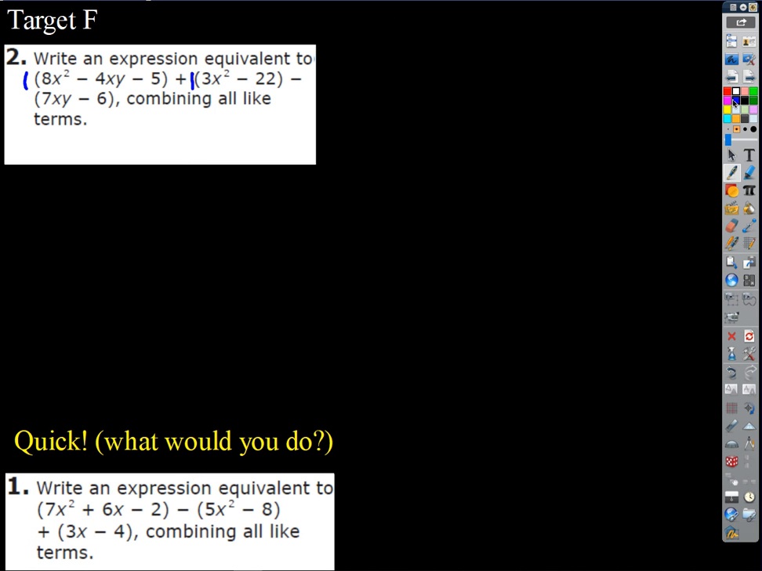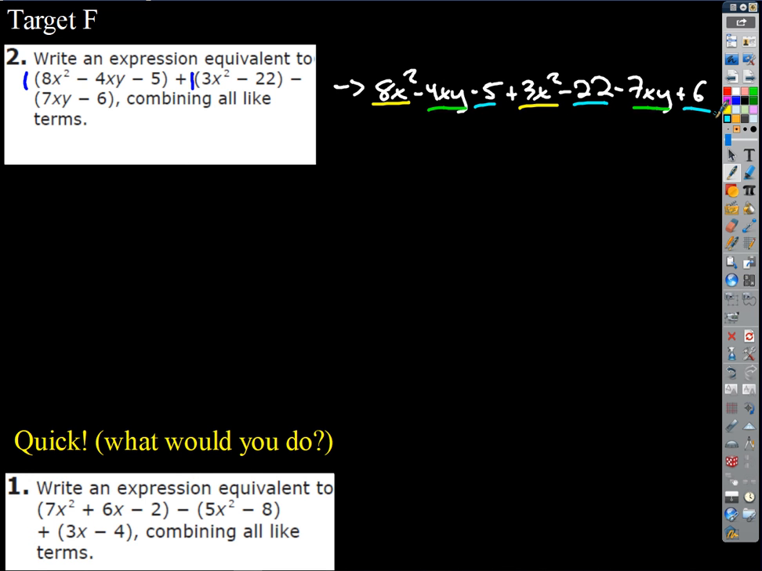So when I distribute, I end up with 8x squared minus 4xy minus 5 plus 3x squared minus 22. Now I got to distribute the negative, so I get a negative 7xy plus 6, right? So all I've got to do is just add up like terms. Well, I've got some x squareds to add up, I've got some xy's to add up, and I've got some constants to add up, right? And if I do all that stuff, what do I get?